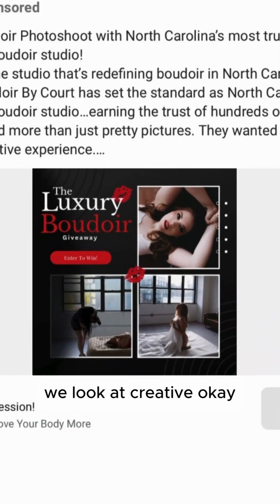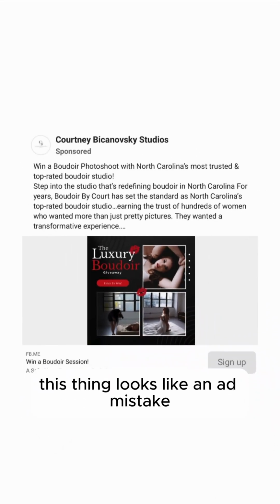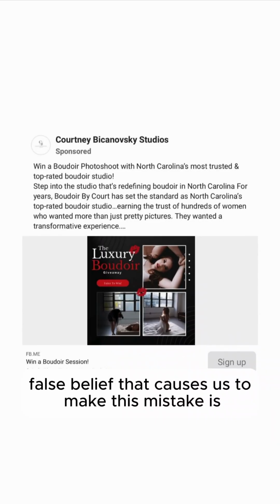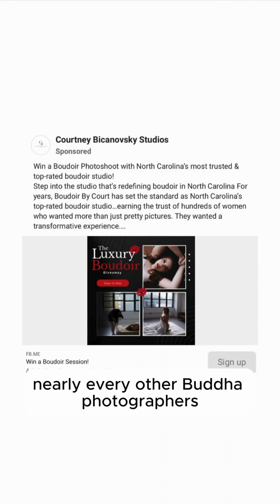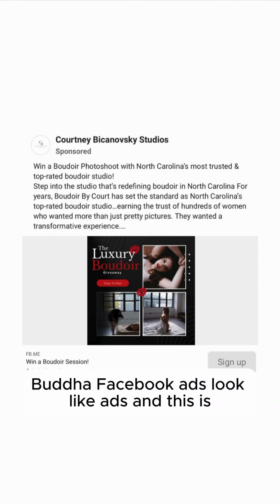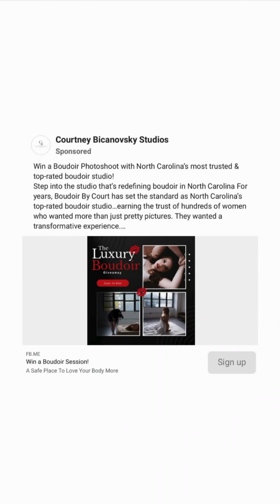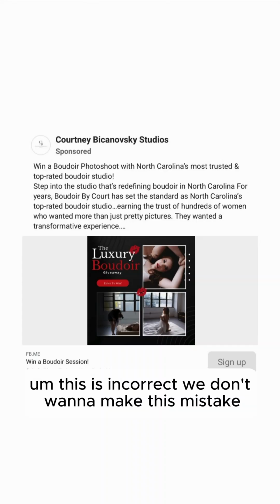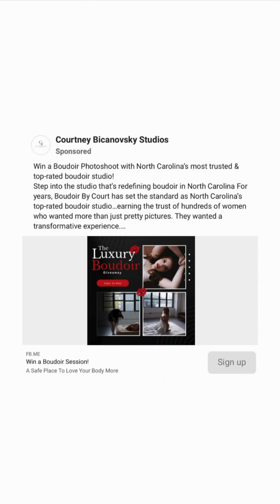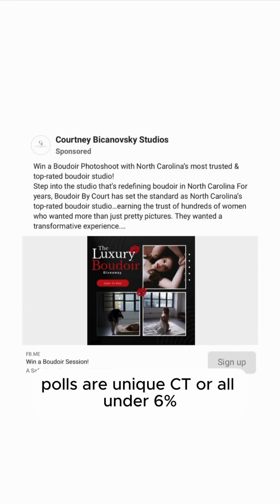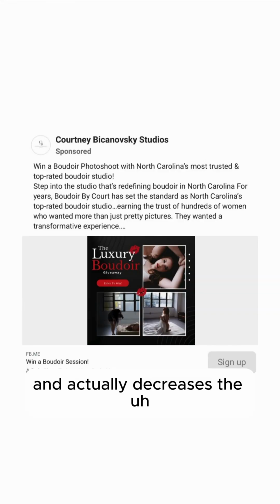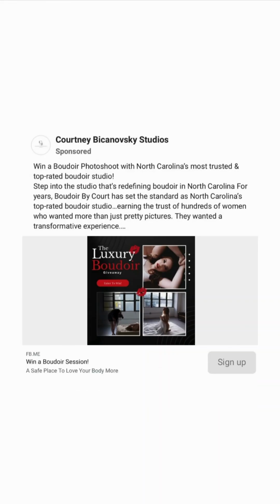Second thing we look at, creative. Okay, this looks like an ad mistake. The false belief that causes us to make this mistake is we believe our Boudoir Facebook ads should look like ads because nearly every other Boudoir photographer's Boudoir Facebook ads look like ads. And this is incorrect. We don't want to make this mistake. What actually happens is it causes way more women to scroll by our Boudoir Facebook ads than necessary, pulls our unique CTR under 6%, and increases the probability we have BLCS, Boudoir low click syndrome.